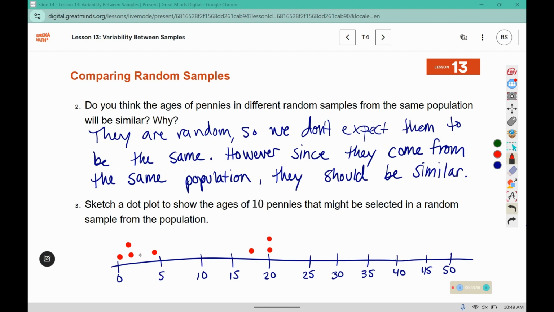So 1, 2, 3, 4, 5, 6, 7, maybe 8, 9, and 10. We have quite a few at the beginning, a few in the middle, and very few at the end, just like we saw in Sean's and Nora's dot plots.